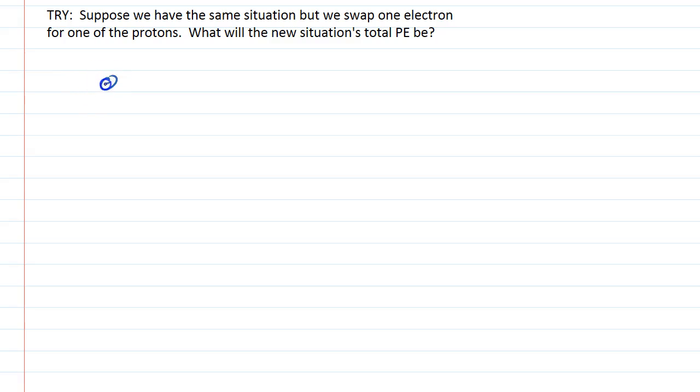Okay, so here is the solution. Same kind of situation, they're each 1 nanometer apart. The potential energy is still going to be the sum of all of them. But let's just think about this. This one right here is going to be negative, this one will be negative, and this one will be positive.